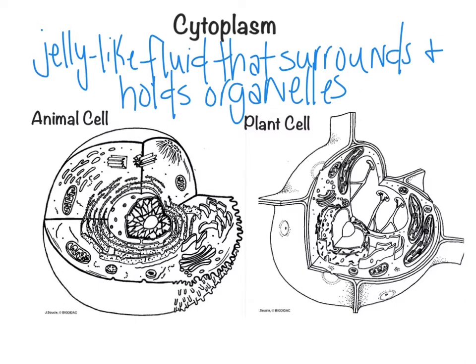But it basically surrounds the cell. So when we look at it, it's all of this empty space that you see in our cells. Okay, so we're not going to color it, but all this empty space that you see is the cytoplasm, just that jelly-like fluid. It's mostly water. It's got some nutrients, things like that, but that's just holding everything in place.